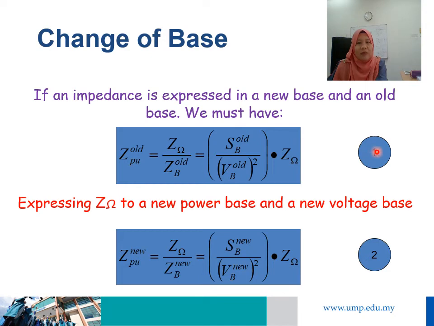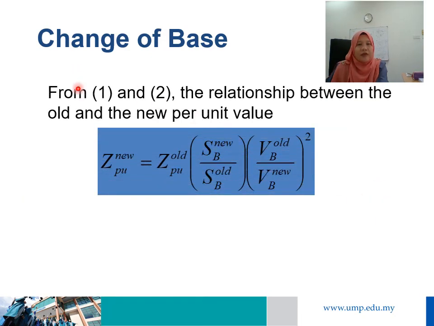Okay, so this is equation number 1. This is equation number 2. From equation number 1 and equation number 2, the relationship between the old and the new per unit value can be obtained as: the new per unit impedance is equal to the old per unit impedance multiplied with the new base power divided by the old base power, multiplied with the old base voltage divided by the new base voltage, squared.